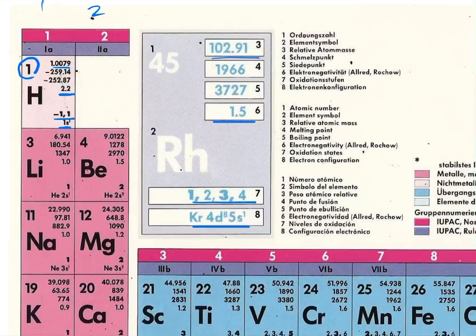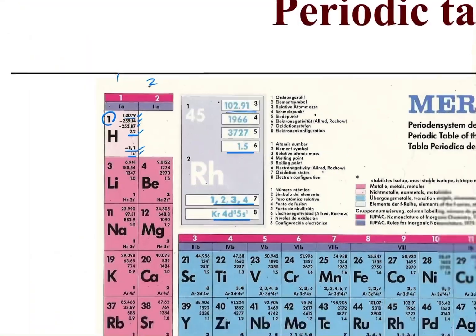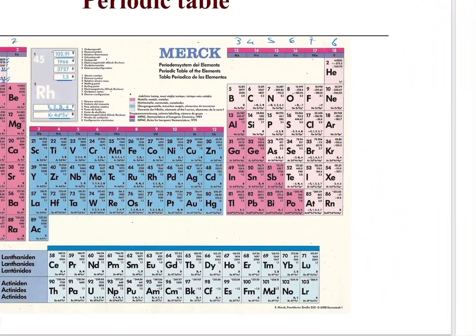For example, here is hydrogen. You start with atomic mass, melting point, and boiling point. It has melting point, boiling point, electronegativity, oxidation number, and electron configuration. Now we continue.